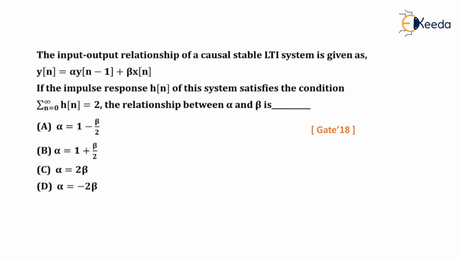The input output relation of a causal stable LTI system is given, and they have given some relation between y(n) and x(n). If the impulse response h(n) for this system satisfies the condition, so this is the impulse response condition they have given, and now they are asking you the relation between alpha and beta. As you can see, alpha and beta are defined while relating output with input. Let us try to solve this problem.